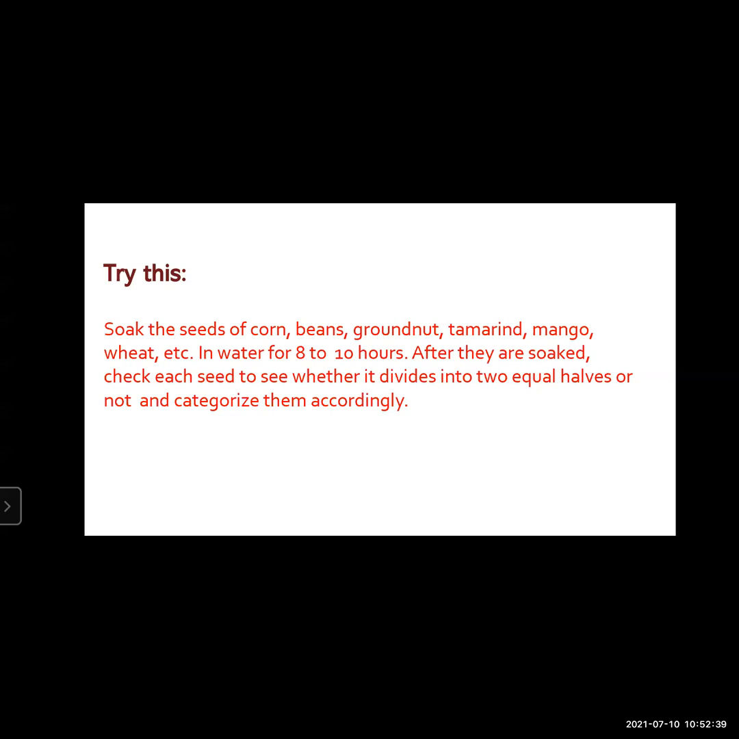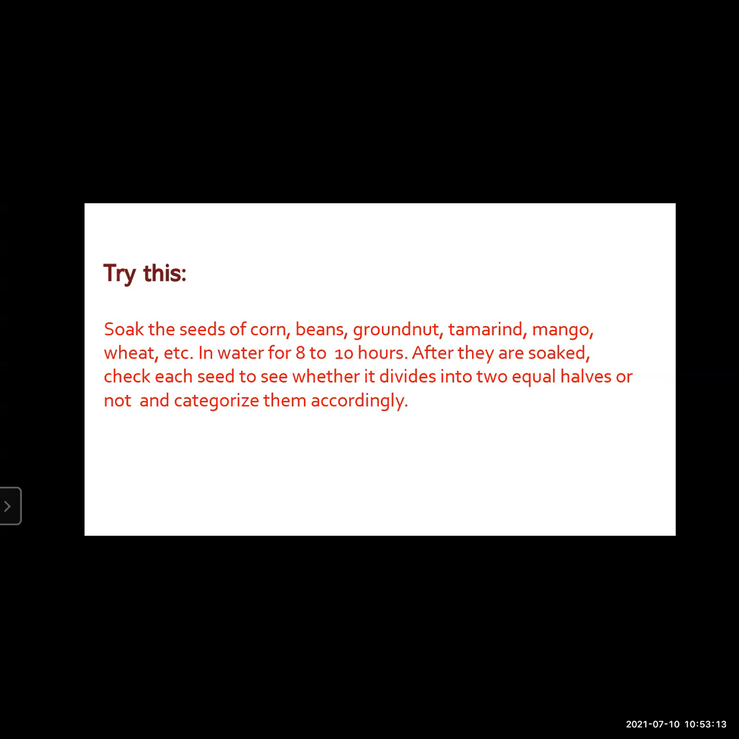So all these seeds you take and you soak at night, and in water you have to keep it for 8 to 10 hours. After they are soaked, check each seed to see whether it's divided into two equal halves or not, and categorize them accordingly, right? So what you'll find, you will see that after soaking them in water for 8 to 10 hours, some of the seeds will break into two equal parts, while some of the seeds will remain as they are. Right? So this is the characteristic.